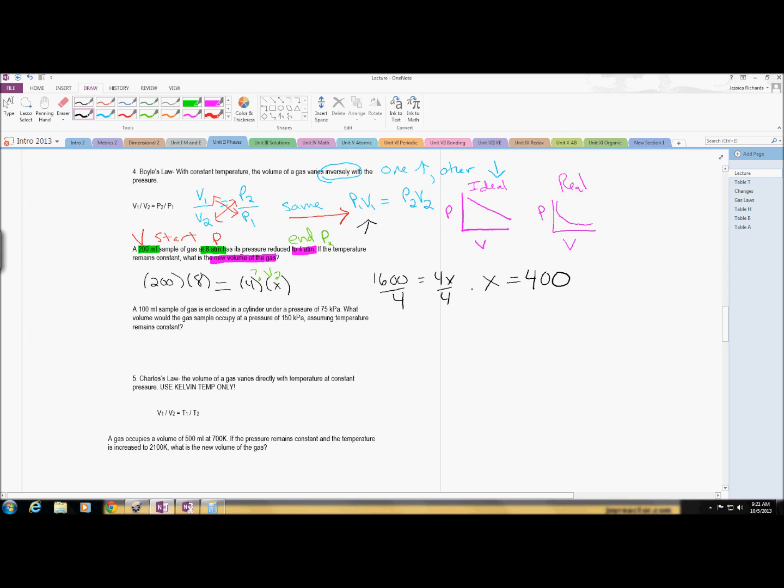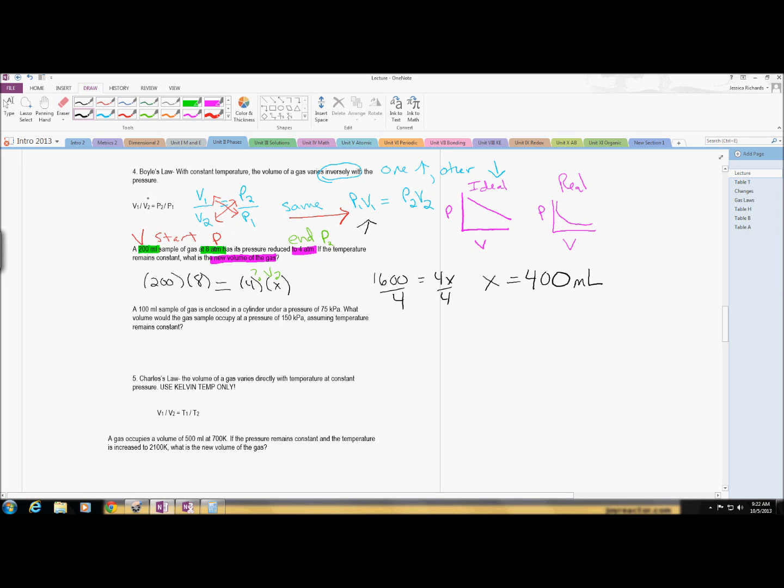The next thing I want you to do is ask yourself, does this make sense? If this is Boyle's law, because we're talking about pressure and volume, and I know Boyle's law is an inverse relationship, does it make sense that if I decrease the pressure, I've increased the volume? Yes, it does, because that would be inverse. I reduce one, I must increase the other. I must have set that up correctly. My math is good.